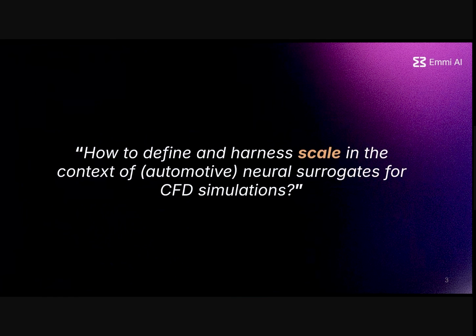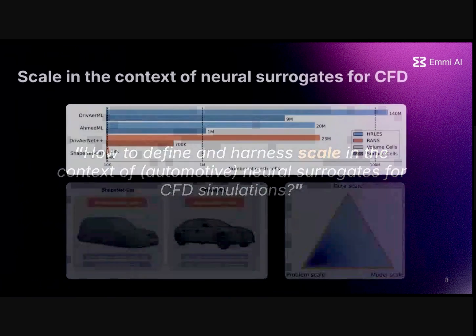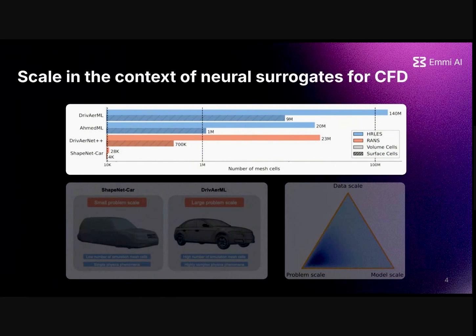So in this paper, we would like to address the question of how to define and harness scale in the context of automotive neural surrogates for CFD simulations. For those of you who are in the field of AI, we all know the notion of scale in terms of model parameters that are scaled, and the scale of data sets we deal with. But if you look at simulation data sets, and especially industry standard data sets like DrivAerML, the scale is more or less in the number of simulation mesh cells that you are using.